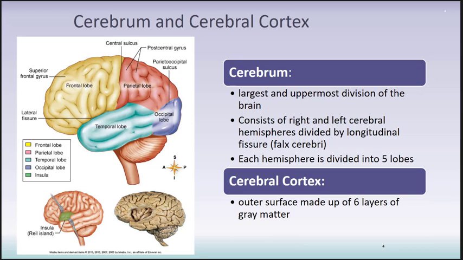The cerebrum is the largest and the uppermost division of the brain, as we already introduced, and it consists of 2 halves, the right and left cerebral hemispheres that are connected, as we'll see later. And the hemispheres are divided by a longitudinal fissure, and we'll talk about the different fissures and sulci that exist within the brain soon as well. And remember that the tissue that divides them is called the falx cerebri, as we spoke about in CNS1.